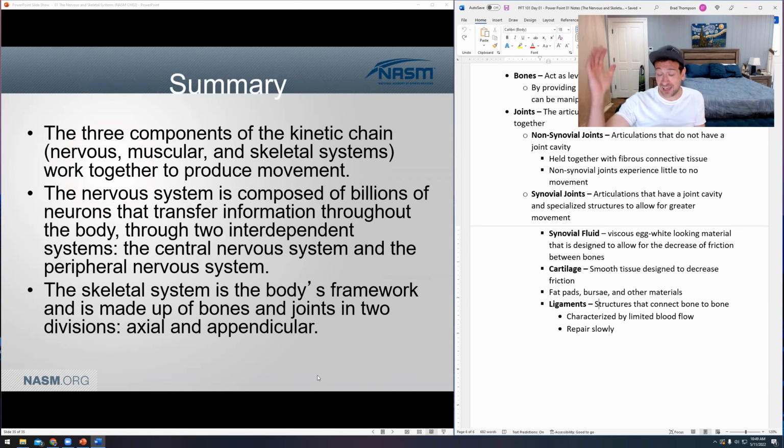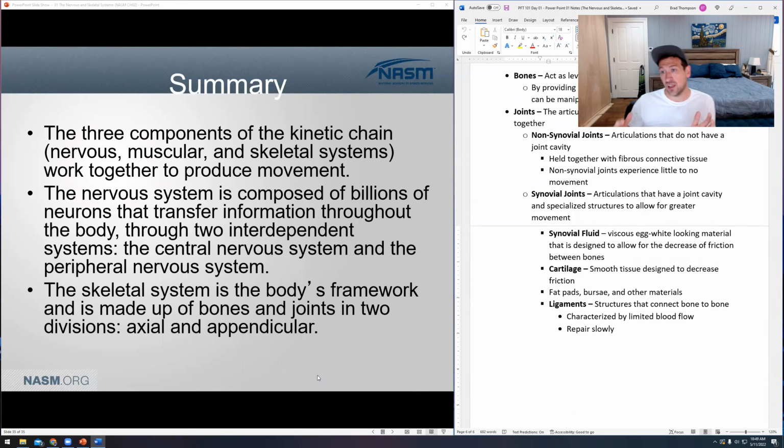So that is pretty much it for day one. Like I said, just to summarize everything up, there are three components of the kinetic chain: the muscular, skeletal, and nervous systems. We will talk about the muscular system primarily tomorrow. Your nervous system is the communication network. It needs to get information in, interpret that information, and then send a response out.